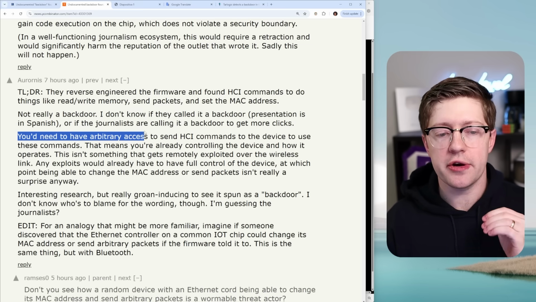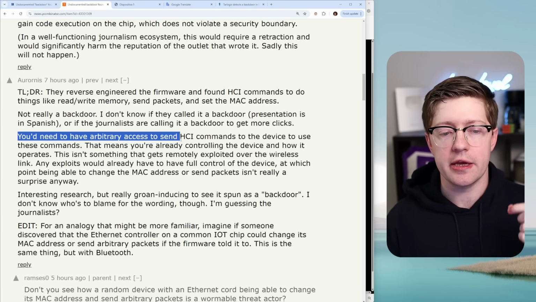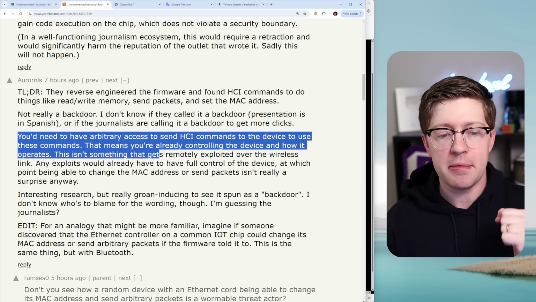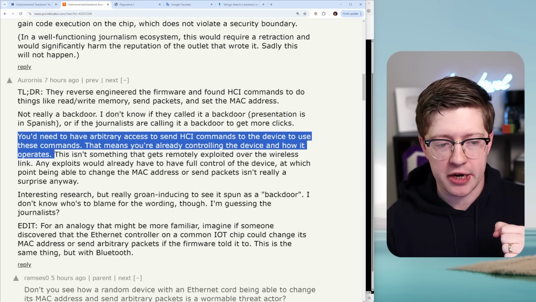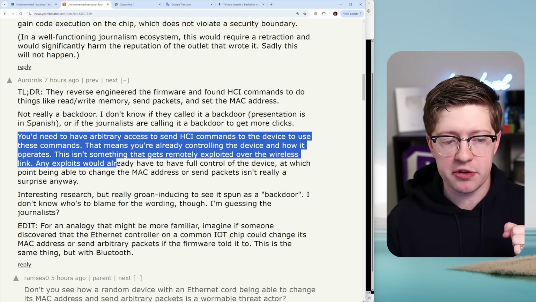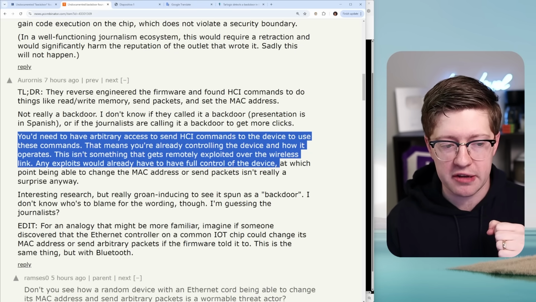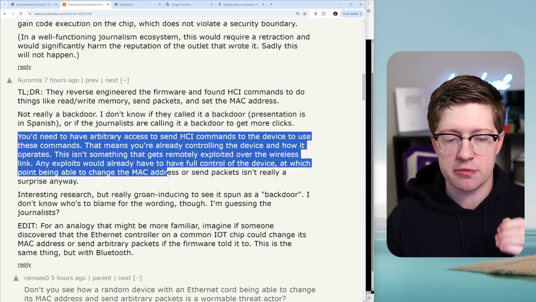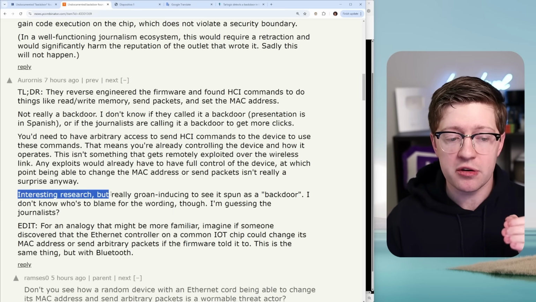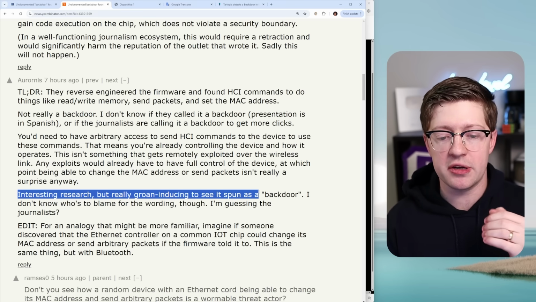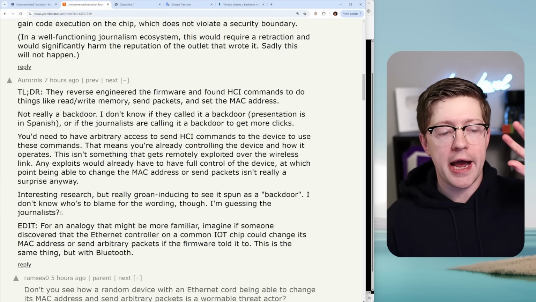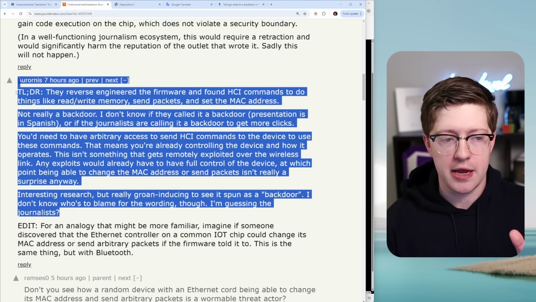You need to have arbitrary access to the device in question already to send HCI commands to the device to use these commands. That means you're already controlling the device and how it operates. This isn't something that gets remotely exploited over the wireless link. Any exploits would already have to have full control over the device, at which point being able to change the MAC address or send packets isn't really a surprise anyway. Interesting research, but really groan-inducing to see it spun as a backdoor. I don't know who's to blame for the wording though. I'm guessing the journalists. I feel this way completely.